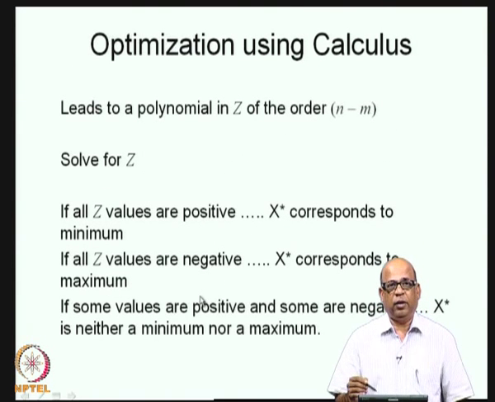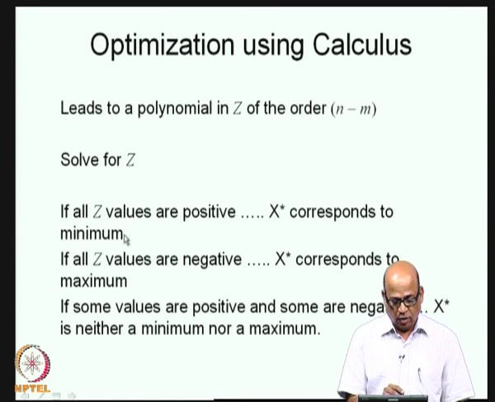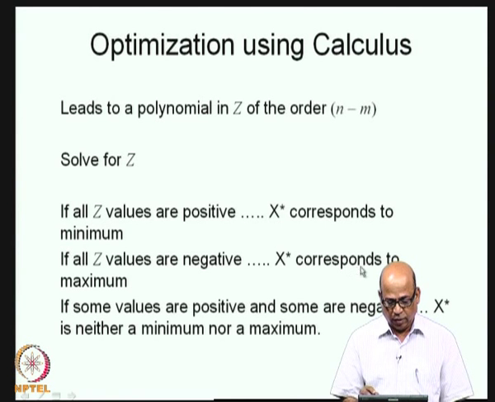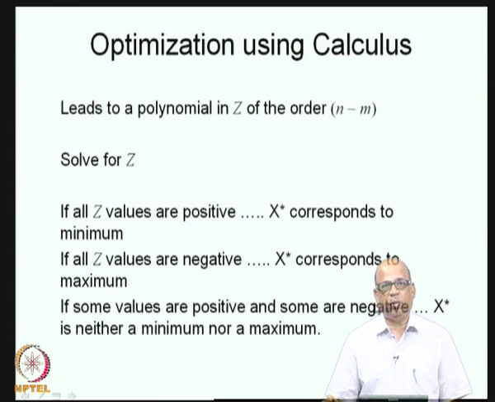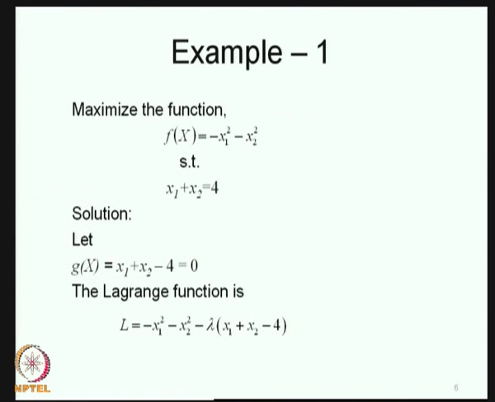This is what I just explained. So, if all z values are positive, then x star corresponds to a minimum. If all z values are negative, x star corresponds to a maximum. And if some of them are positive, some of them are negative, it is neither a minimum nor a maximum. We will take an example now.